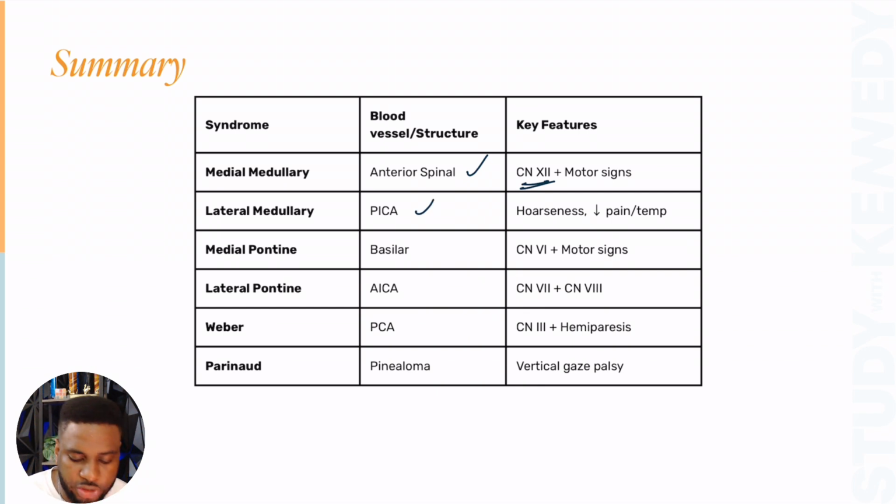Lateral medullary syndrome because of posterior inferior cerebellar artery injury. You're looking for hoarseness because of nucleus ambiguus involvement. And of course, there'll be decreased pain and temperature. Medial pontine syndrome, usually because of basilar artery stroke or anterior inferior cerebellar artery stroke. In lateral pontine syndrome, we saw Weber's syndrome because of posterior communicating artery involvement. And we saw Parinaud syndrome, which is a pinealoma compressing the tectum of the midbrain. And you're looking for vertical gaze palsy.